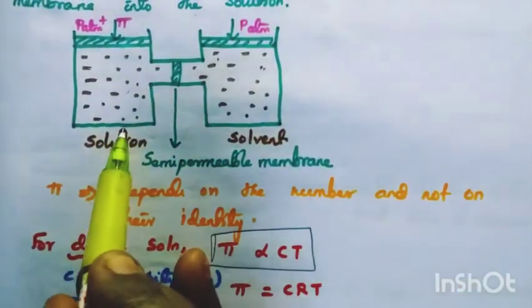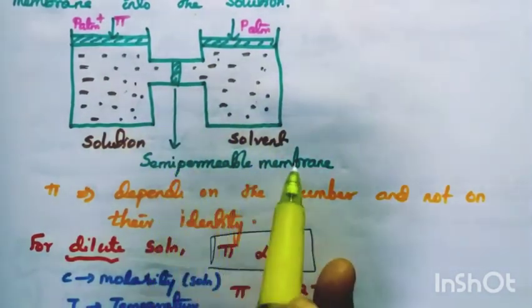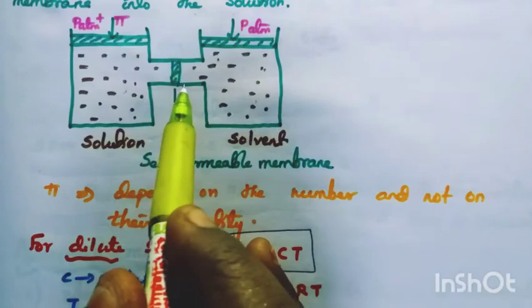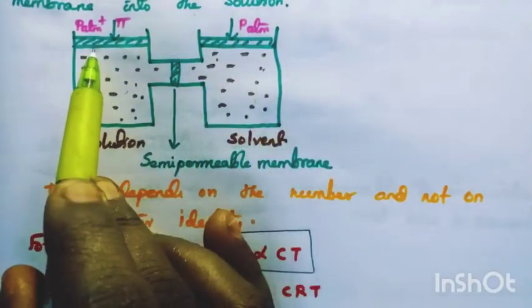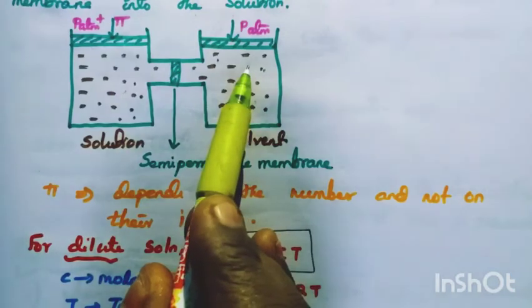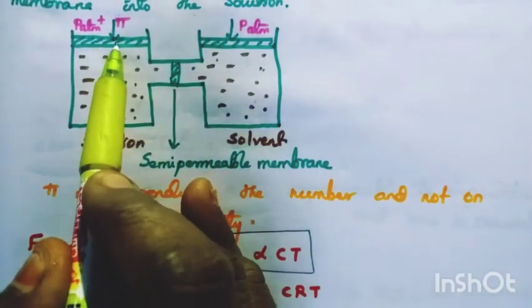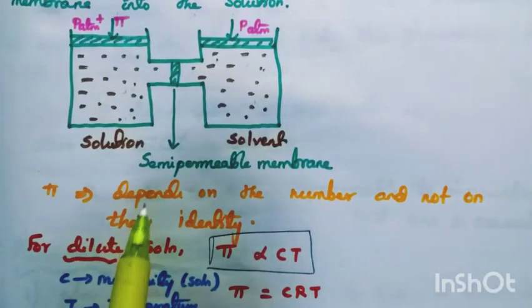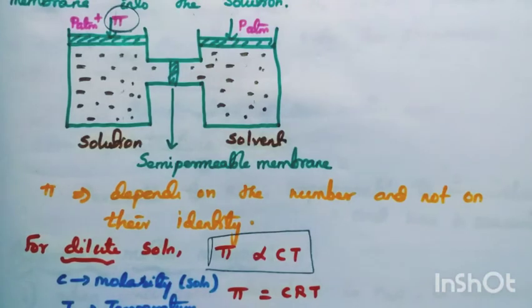Here we have taken the solution, and here we are taking the solvent. This is a semi-permeable membrane. Here there is normal atmospheric pressure. In the solution, we are applying pressure. That excess pressure is called pi.